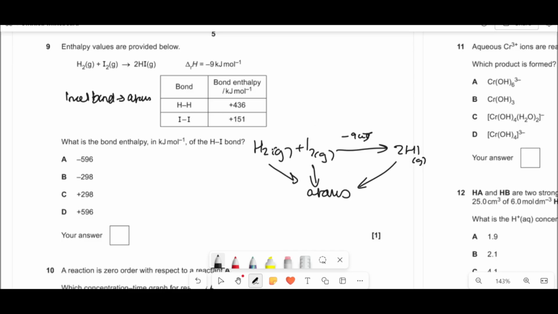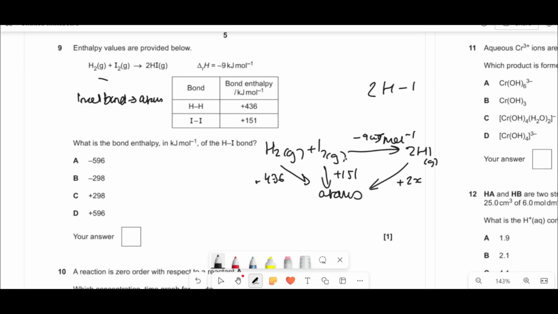If that's the case, then the HH bond enthalpy to go from 1 mole of bonds to its atoms is going to be 436, and then from here it's going to be plus 151, and then from here it's going to be plus 2 lots of X. We don't know what it is because that's what the question wants us to find. The enthalpy change is for 1 mole of bonds, but here we've got 2 HIs, remember? So it's 2 of them, so it's 2X.